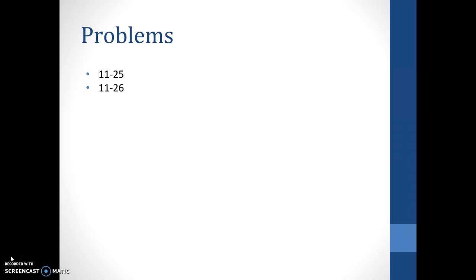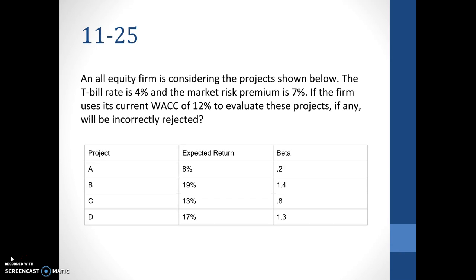Now I'd like to get in and demonstrate a couple of problems here. This might be a little tough projecting, so I'm just going to go through the problems in the PowerPoint here. But these are problems in the back of the book, chapter 11, numbers 25 and 26. So problem number 25 here. An all-equity firm is considering the projects shown below. The T-bill rate is 4%. The market risk premium is 7%. If the firm uses its current WACC of 12% to evaluate these projects, will any be incorrectly rejected?